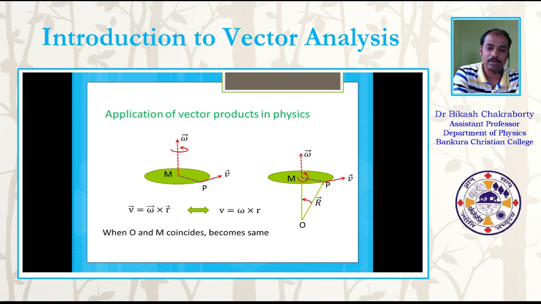You can verify it easily if we consider the two figures side by side. We have earlier said that velocity v is equal to omega cross r, where r was the position of the rigid body from any arbitrary origin, but here in the scalar way we are defining v is equal to omega times r, where r is measured from the center of the circle. So is there any difference? No. When O and M coincide, they become the same.